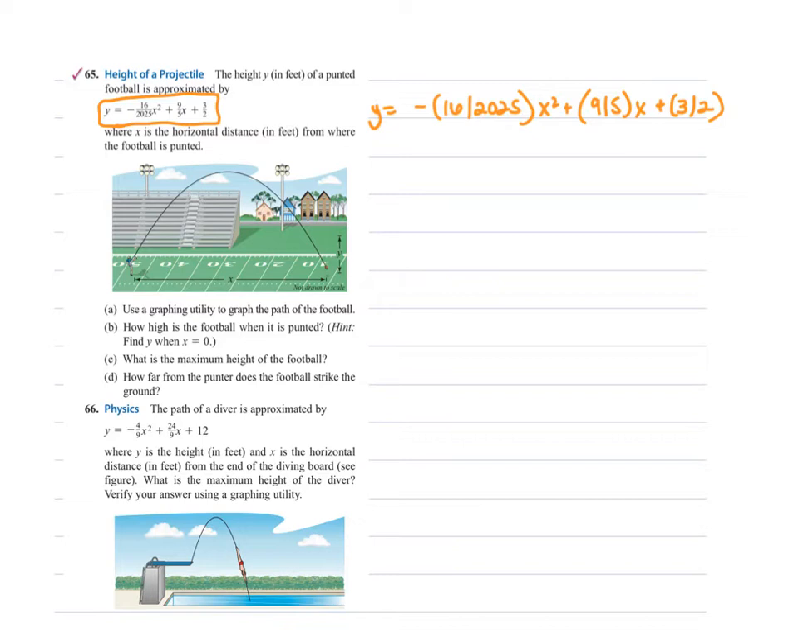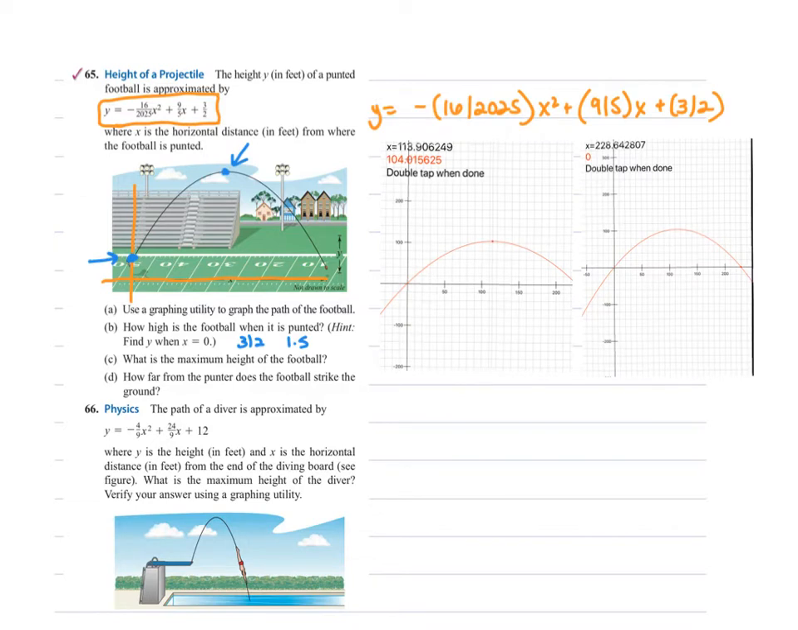It said to use the graphing utility to graph the path of the football. And then it said how high is the football when it's punted. So remember, if this is my x and y axis, if it's punted, it means where it is on the y, which is going to be your y-intercept, which in this case was 3/2 or 1.5. What's the maximum height of the football? So for this, we want to find this point here, and we're going to trace our graphing calculator.